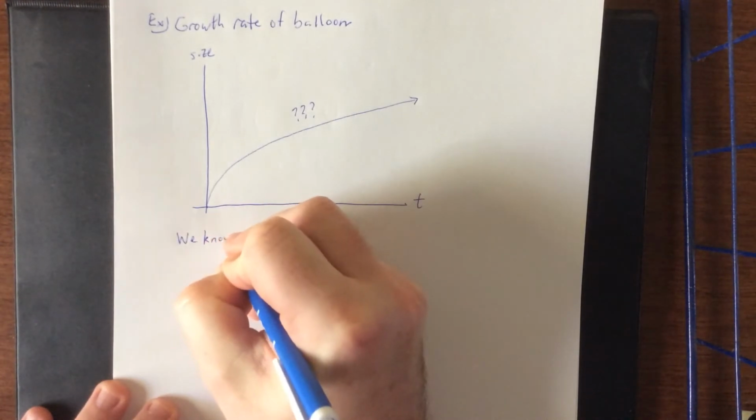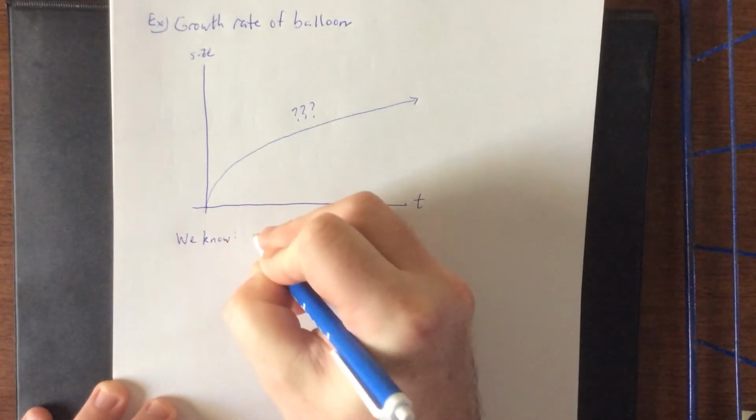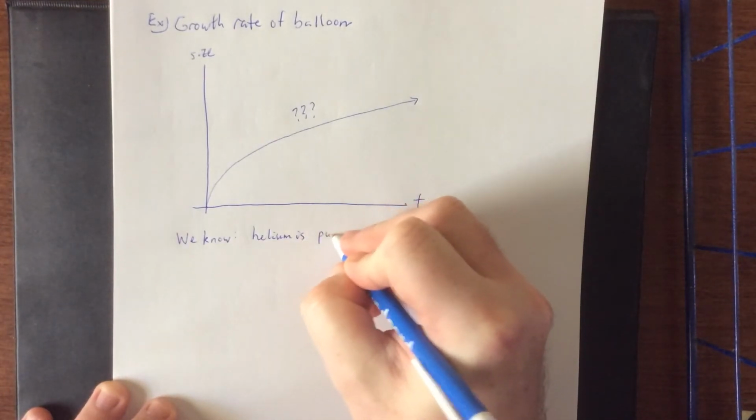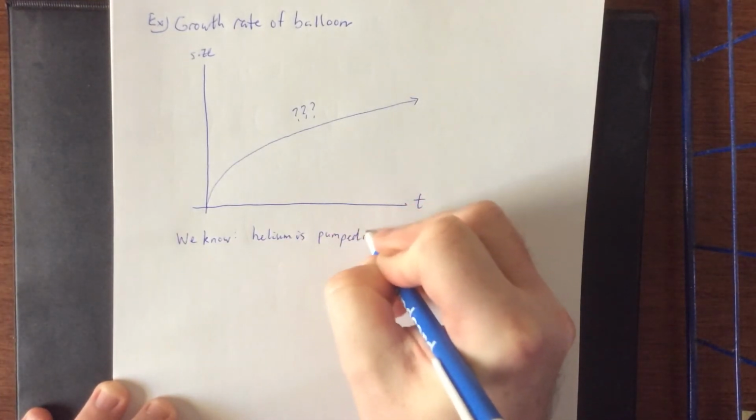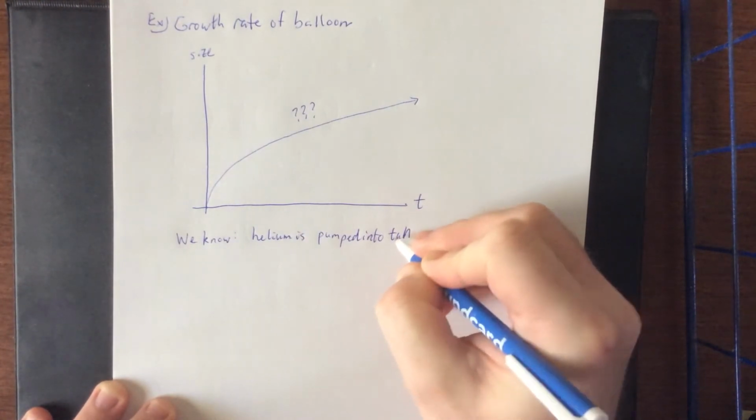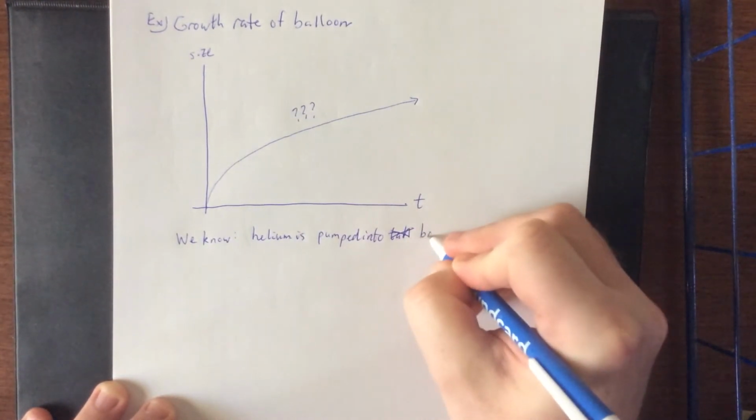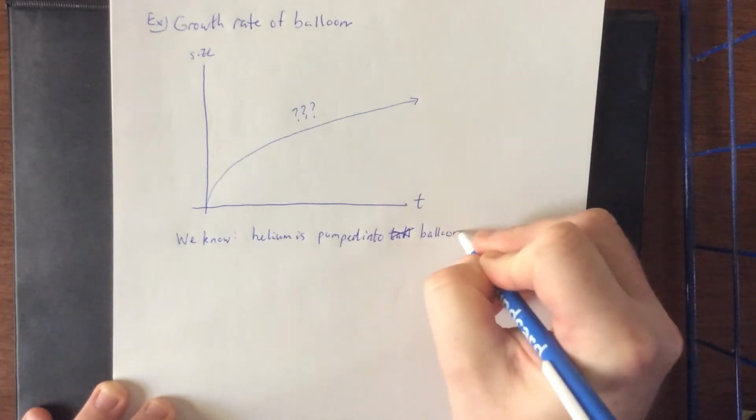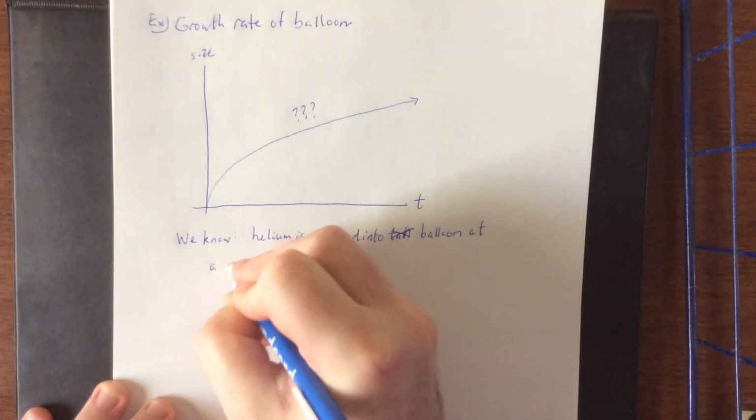So here's what we know. Helium is pumped, no, pumped into the balloon from the tank at a constant rate.